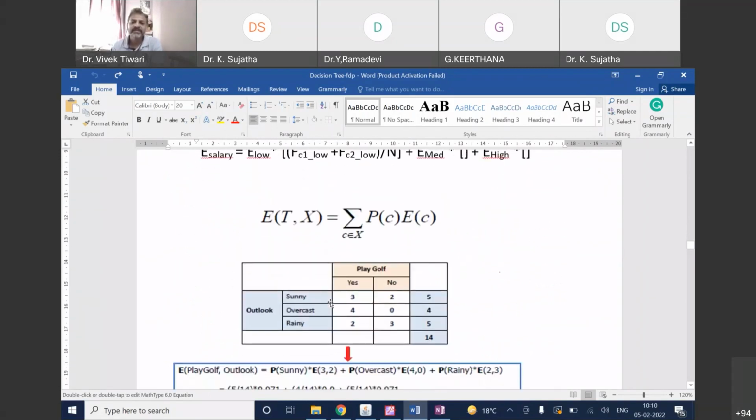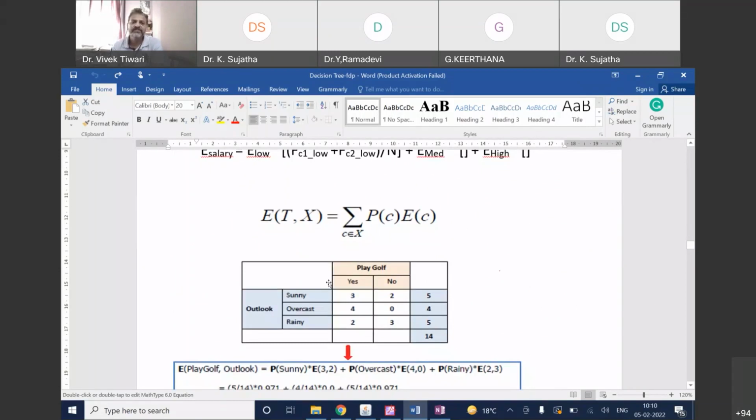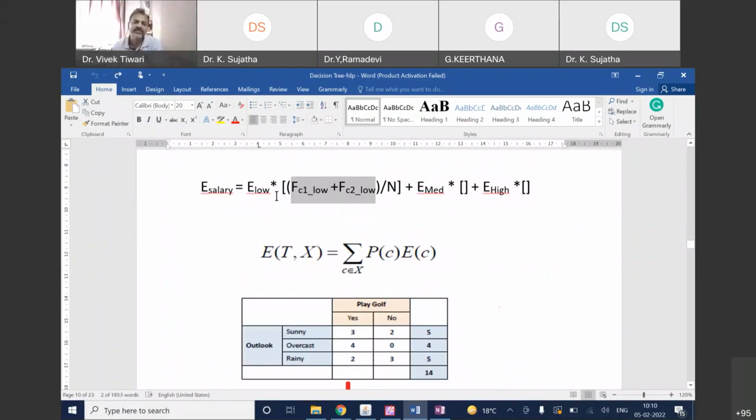So if I expand it, it is the total number of low in C1 and C2 divided by the total number of observations, the proportion ratio under the data set of low. Similarly, for the entropy of medium, you apply the same formula over here. For the entropy of high, the same formula you have to apply over here.